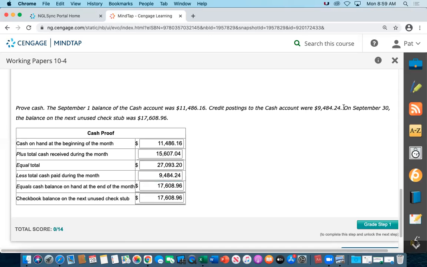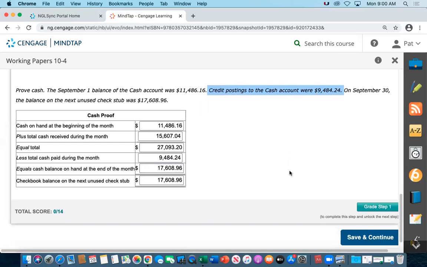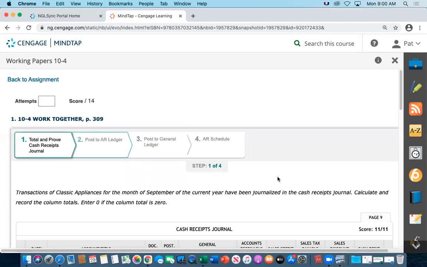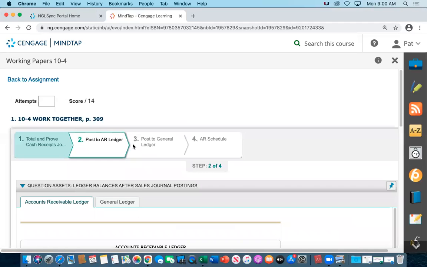Again, you won't probably get this in the mastery problem. You'll be doing a bunch of assignments and they'll be asking about it. All right, so grade step 1. Now we need to post.